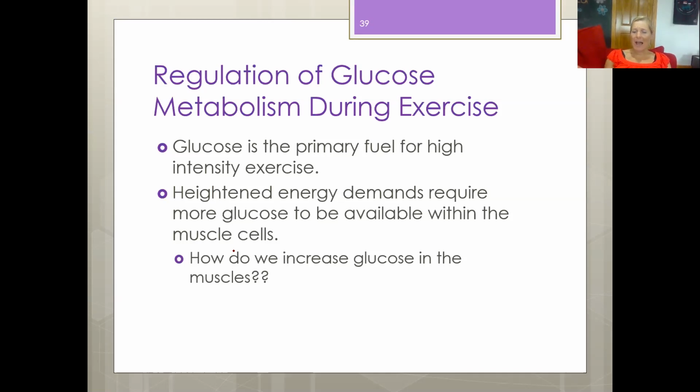So how do we do that? How do we get sugars available and ready to go as I am exercising at this high level? How do I get those fuels available? How do we increase glucose levels, or these sugar levels, within the muscles so that we can work at a high intensity?